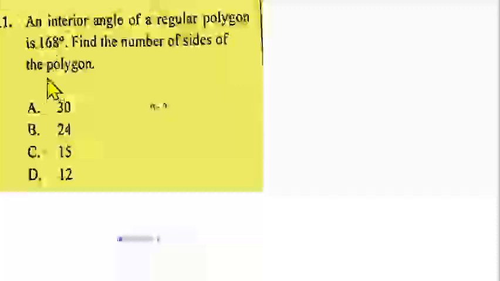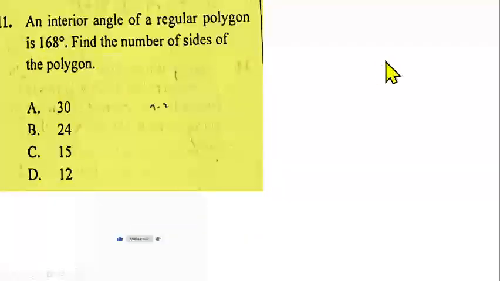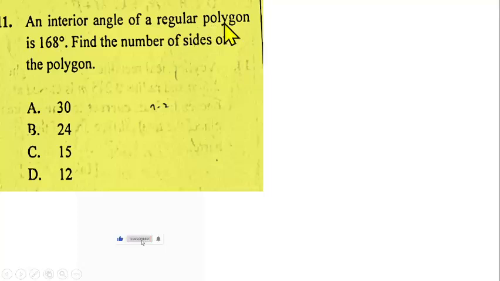Question number 11 is from polygon. You are told that an interior angle of a regular polygon is 168 degrees. You have to find the number of sides the polygon has. So like I said, the question is from polygon. We are given each interior angle of that polygon, and we want to know the number of sides the polygon has.